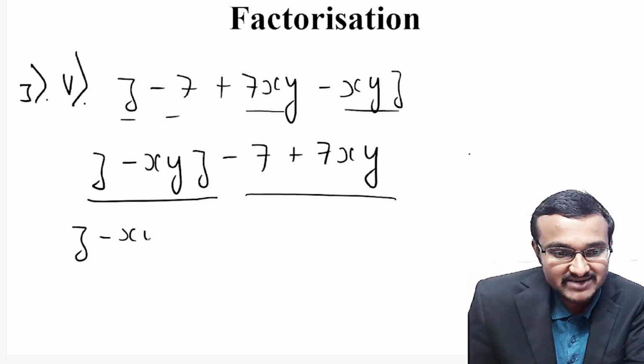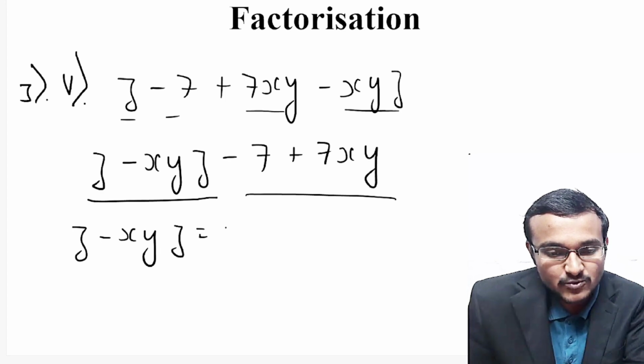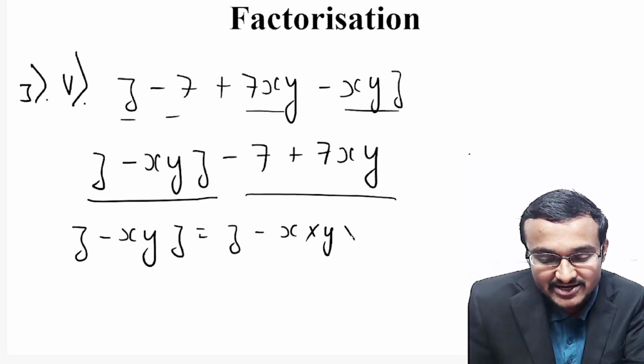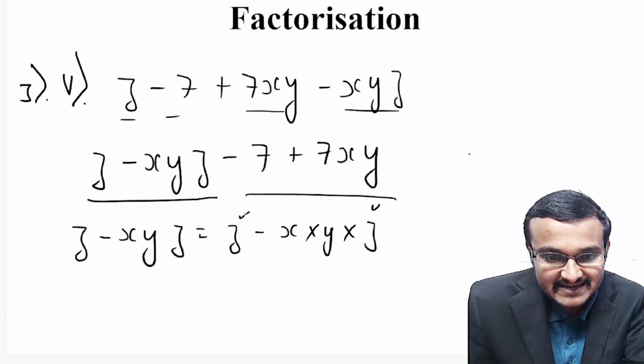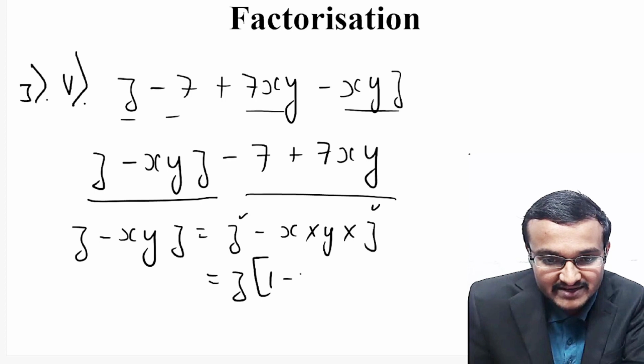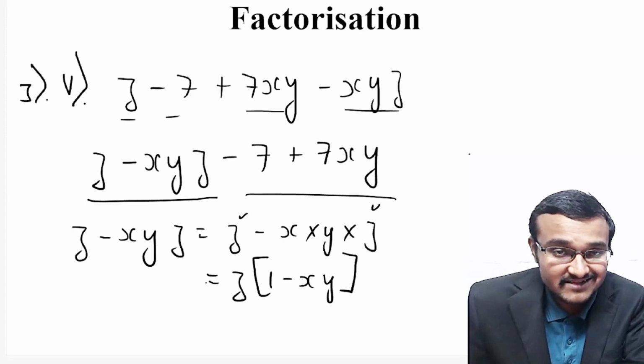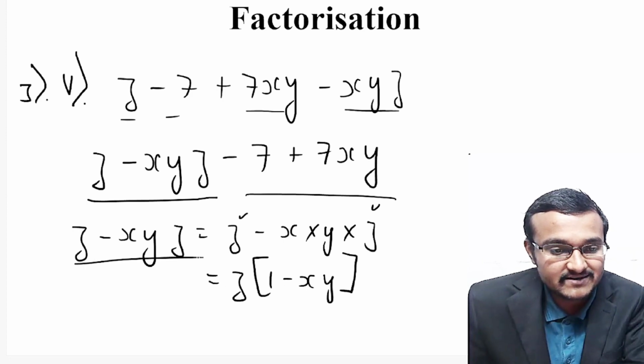So z minus xyz will be equal to z minus x into y into z. So here z is there as common. So z you can take it outside. So 1 will be remaining, minus x into y will be remaining, that is xy. So z into 1 minus xy are the factors for z minus xyz.